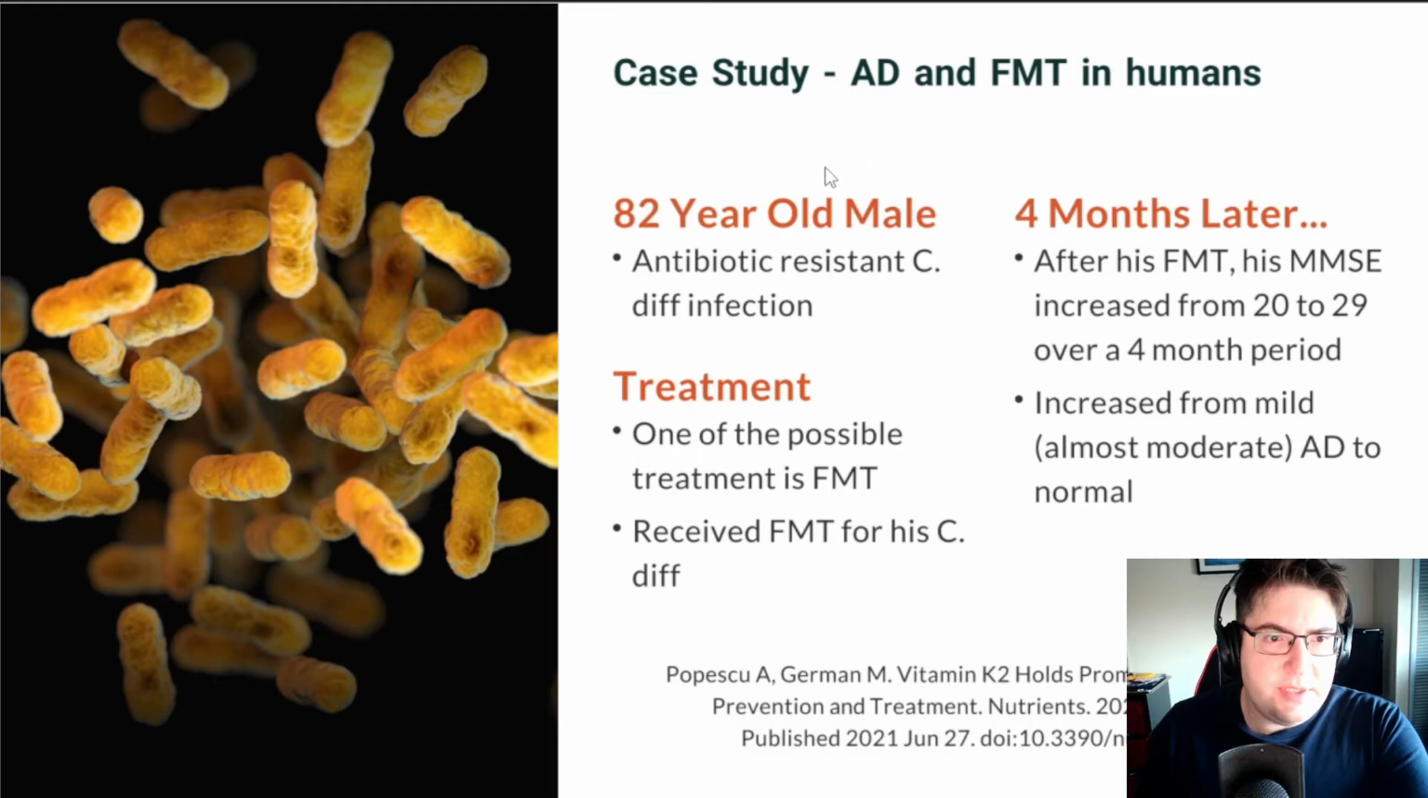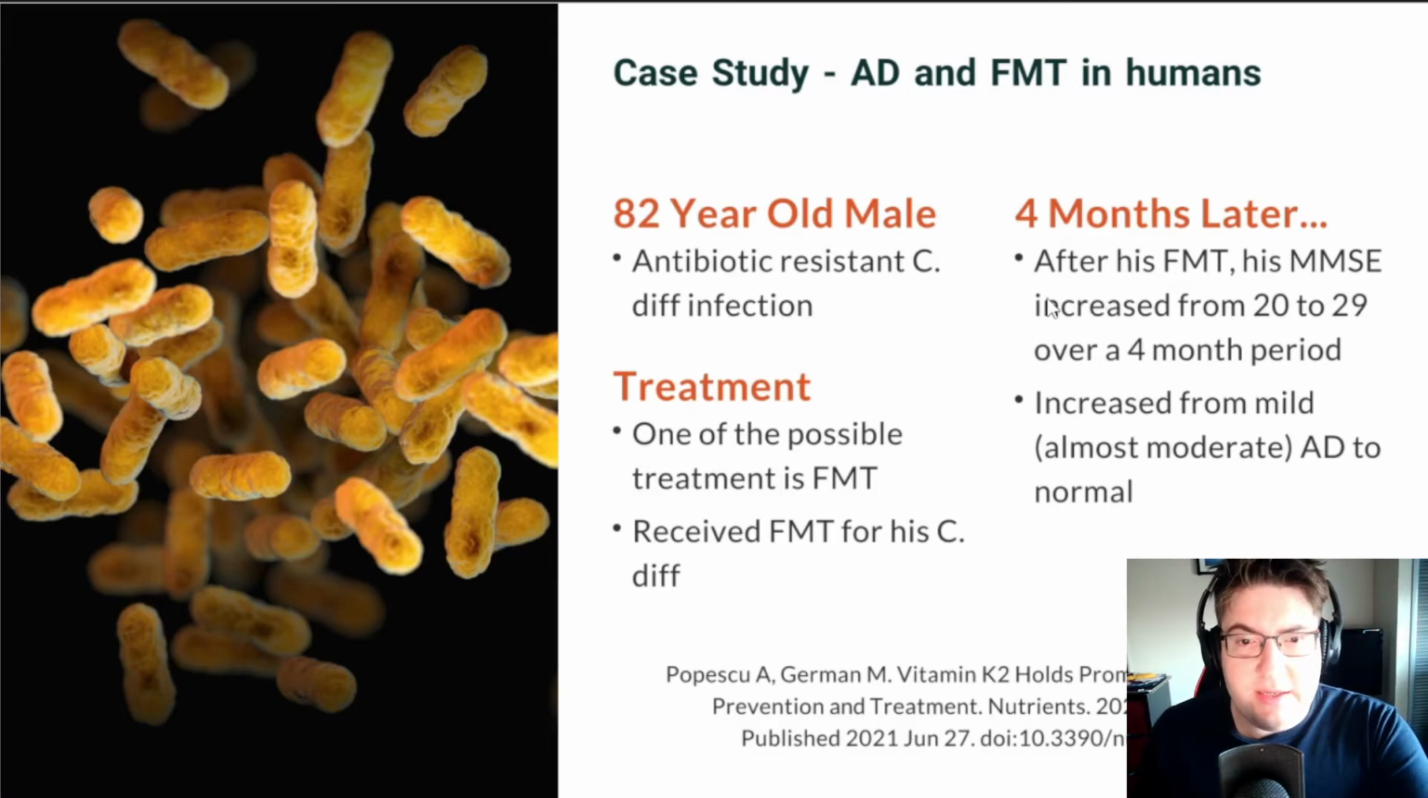So this was a case of Alzheimer's disease and fecal matter transplantation in humans. This was an 82-year-old male and he had an antibiotic resistant C. difficile infection. This is an infection which can be treated with antibiotics, but in this case it was resistant to those antibiotics. One of the possible treatments is fecal microbiota transplantation, or fecal matter transplantation as I called it. And he received a fecal matter transplantation for a C. difficile infection. And interestingly, a very shocking result was observed.